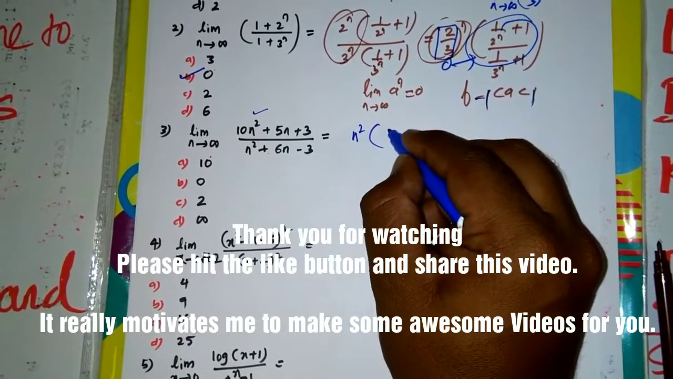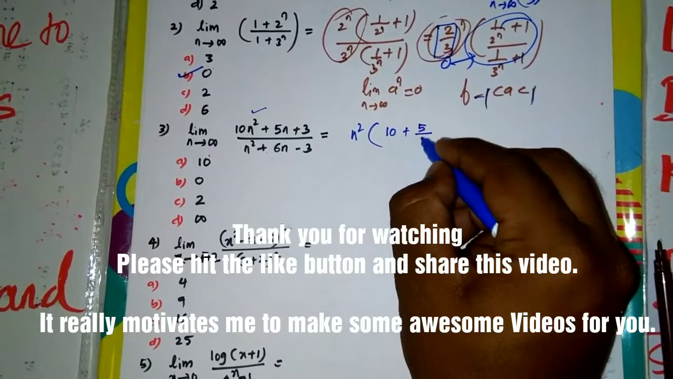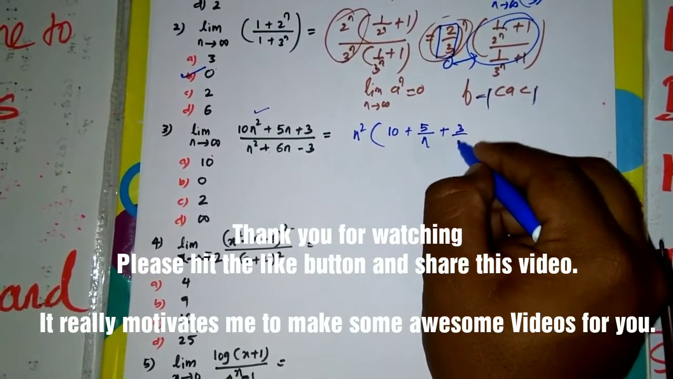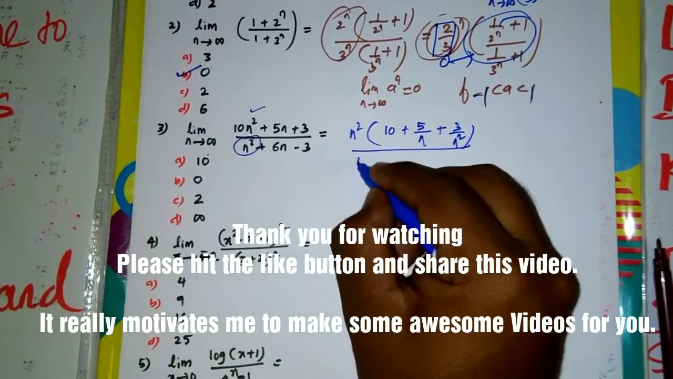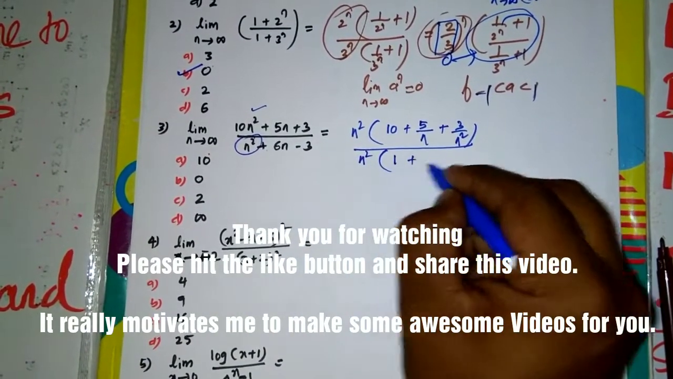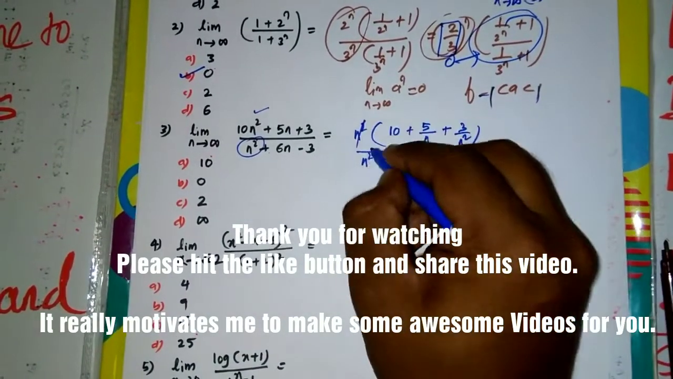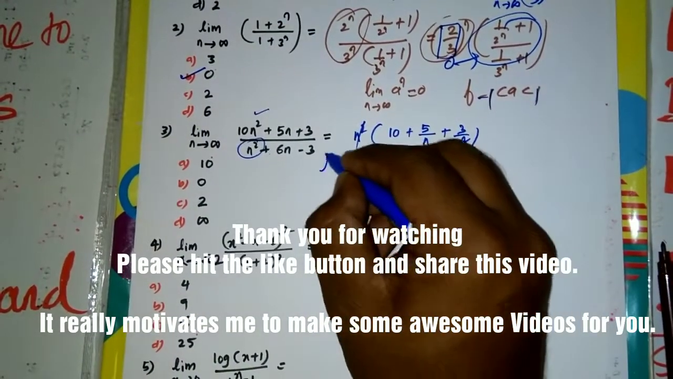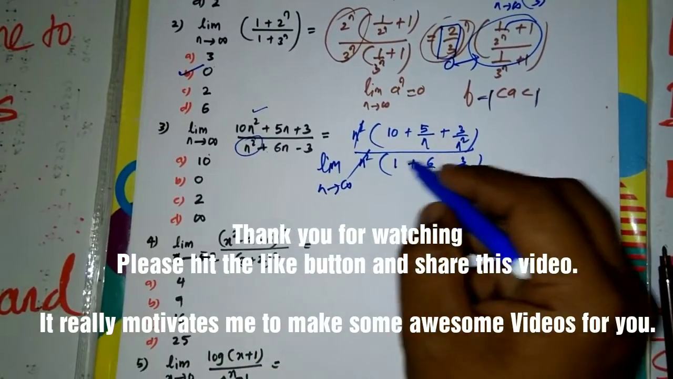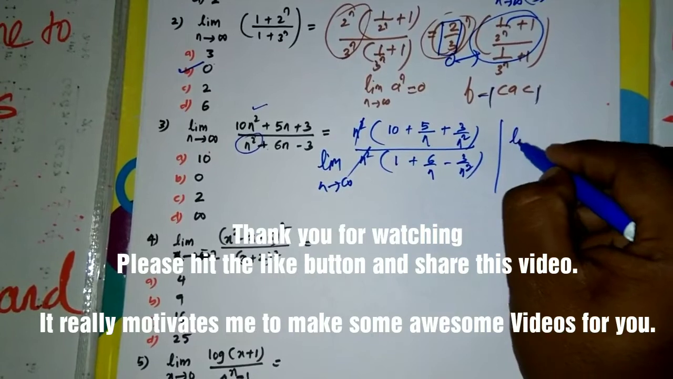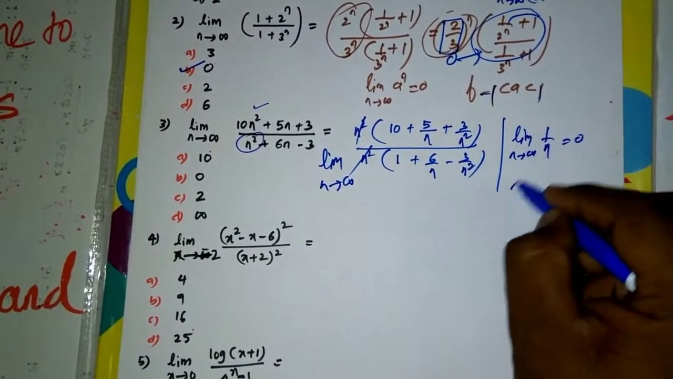So 10 plus 5 by n. So if I take n square common, it becomes 10 plus 5 by n plus 3 by what here? n square. Okay. In the denominator also, the highest power is what here? n square. Take n square common here. So 1 plus 6 by n minus 3 upon n square. Okay. So n square cancels here. So if I apply limit for this question here, limit n tends to infinity. Okay. So keep remember the result here. Limit n tends to infinity, 1 by n value is also 0. Limit n tends to infinity.